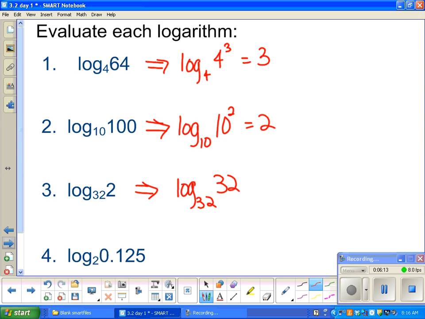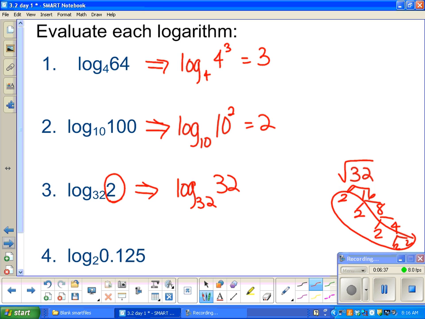That's bigger than 2. So what I'm looking at is 32 is bigger than 2. I probably have to take a root or something of it. So I come over here and I'm like, okay, 32 does not have a perfect square root, but 2, let's break this down. Look, how many 2's do I have? I have 5. So if I take the 5th root of 32, it's going to equal 2.